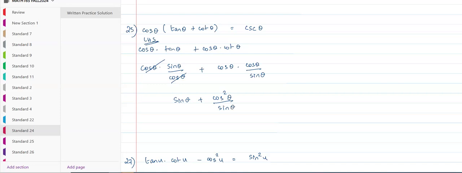Make it into a common denominator, sine. So sine times sine is sine squared plus cosine squared, which is 1. 1 over sine is cosecant, and that proves the identity.